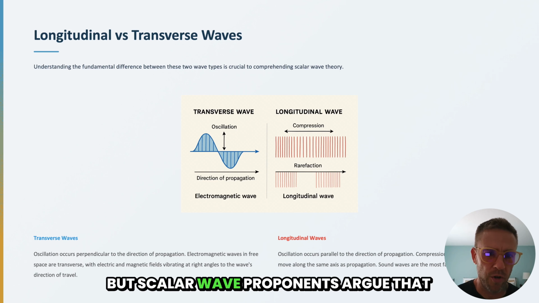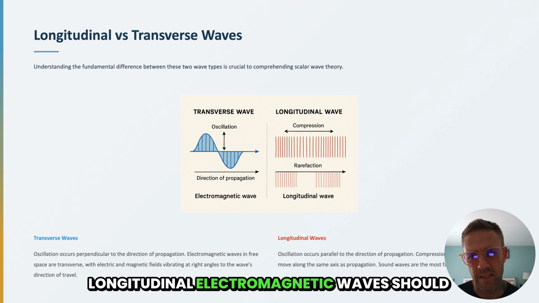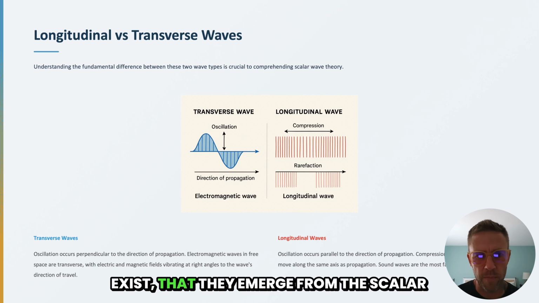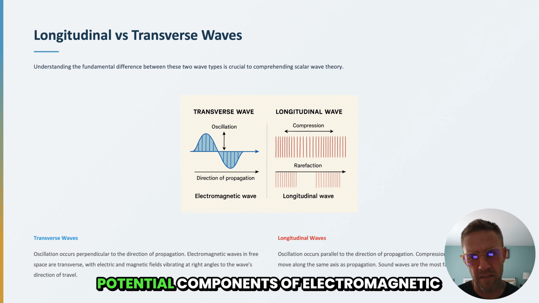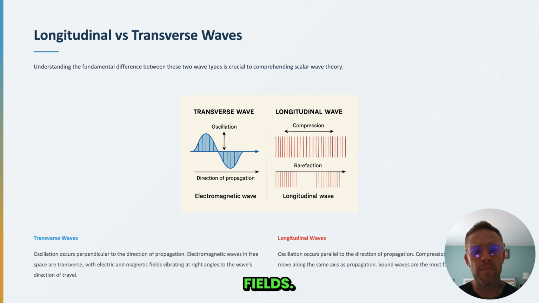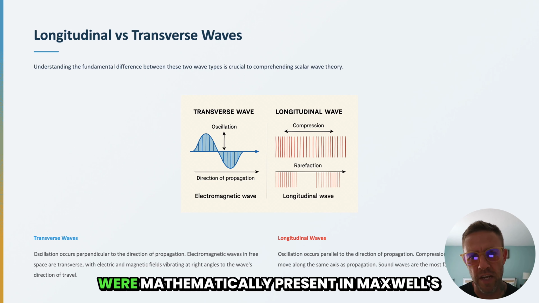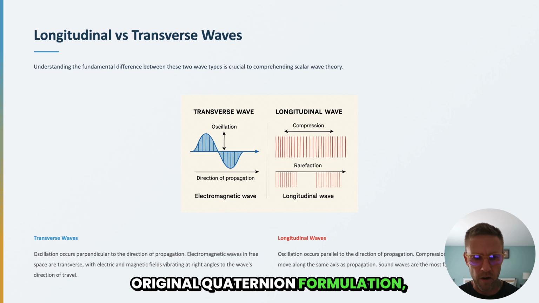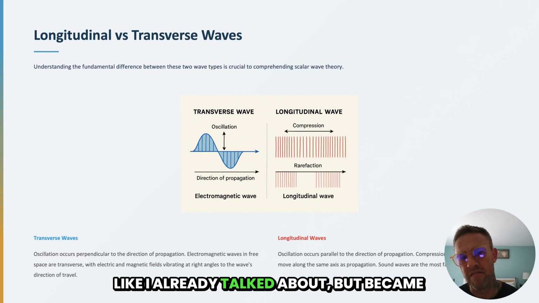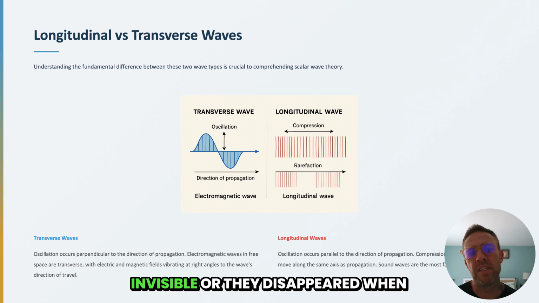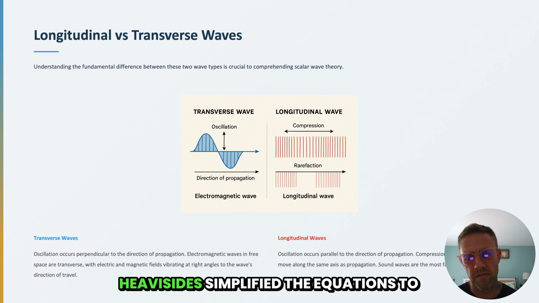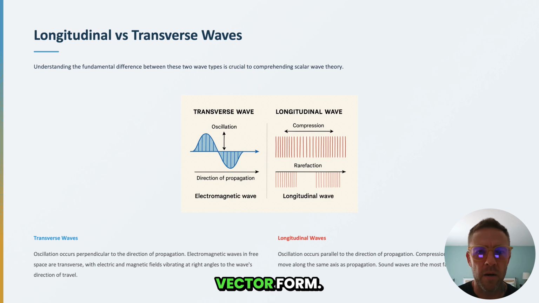But scalar wave proponents argue that longitudinal electromagnetic waves should exist, that they emerge from the scalar potential components of electromagnetic fields. They claim that these longitudinal waves were mathematically present in Maxwell's original quaternion formulation, like I already talked about, but became invisible, or they disappeared, when Heaviside simplified the equations to vector form.